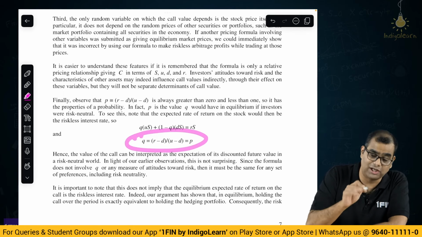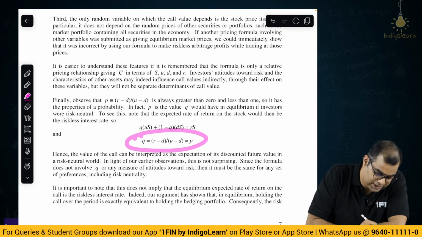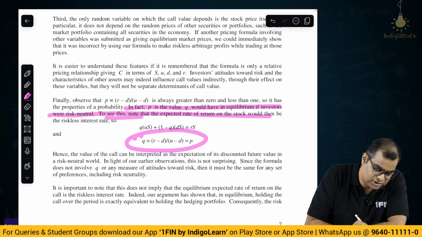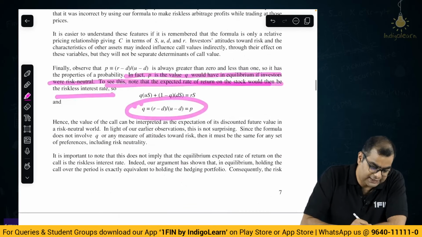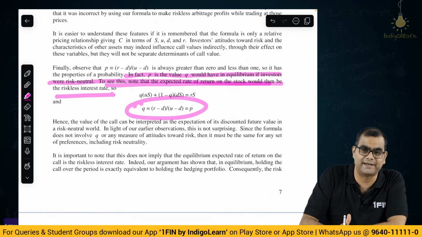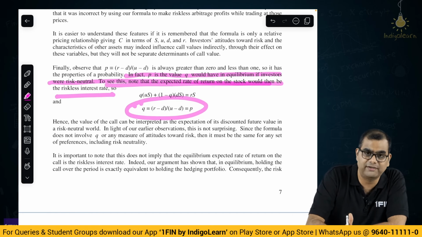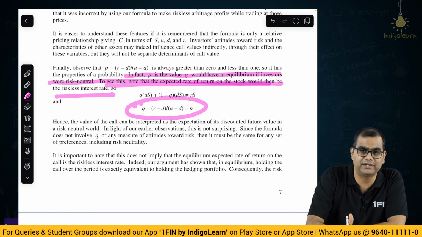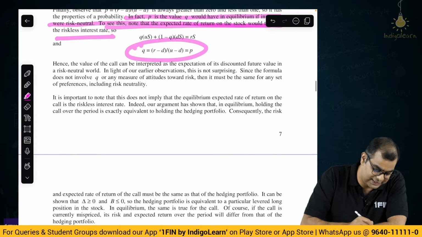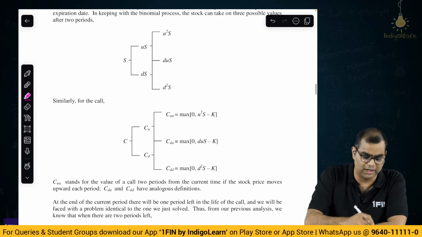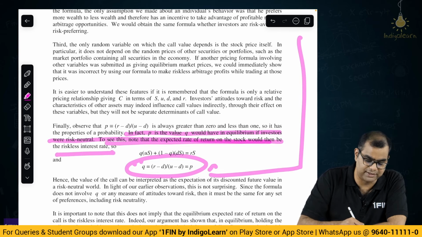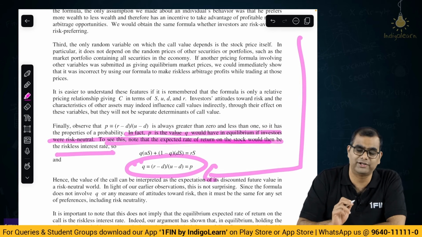And they have then derived the risk neutral. Where is the whole concept of risk neutral coming in? Here in this, only on page 3, that concept of risk neutral is coming in. In fact, p is the value q would have in equilibrium if investors were risk neutral. To see this, note the expected return on a stock would then be the riskless interest rate. And then they have said that the probability in both cases is the same. So the probability you arrive at in the risk neutral valuation as well as what you arrive at in (e^(rt) - d)/(u - d), both are the same. They have actually said that here, and then they have gone on to other things. They have said that both of them have the same probability. So that also is one point that you have to highlight.